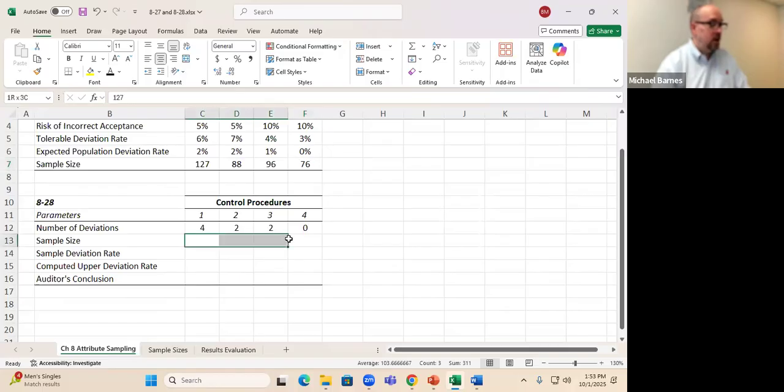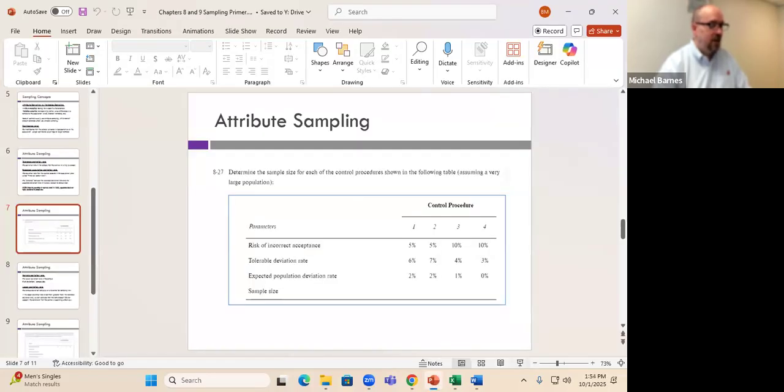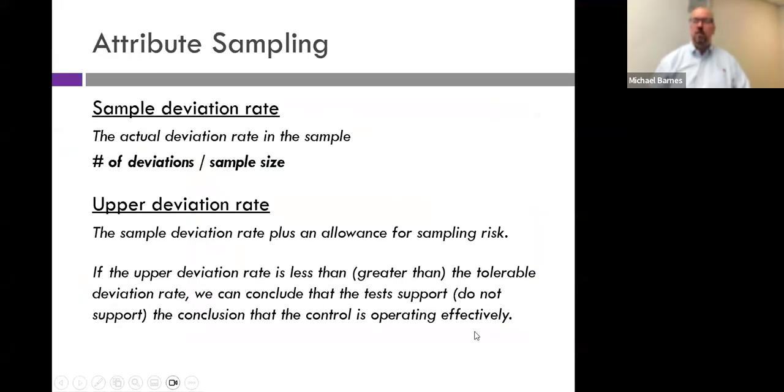All right, so I'm going to go ahead and plug these in because we're going to be talking about this next part in just a second. But let's go back to the slides. That's enough for us to determine sample size, but we need a little bit more information to be able to determine whether the control is effective. Now, you may be saying, Dr. Barnes, I have all I need. I saw the number in parentheses. I'm ready to go. All right.